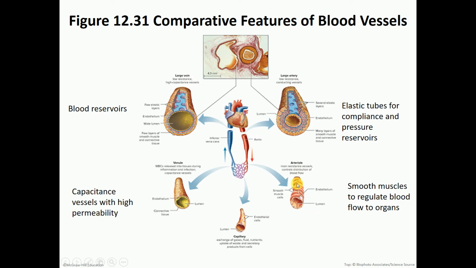Then as we move from arteriole to capillary, we'll start losing the smooth muscle fibers, and at the capillary level, all we have is a single layer of simple squamous epithelium, or these endothelial cells. Endothelial cells have tons of functions, and we will get to that when we talk about capillaries.